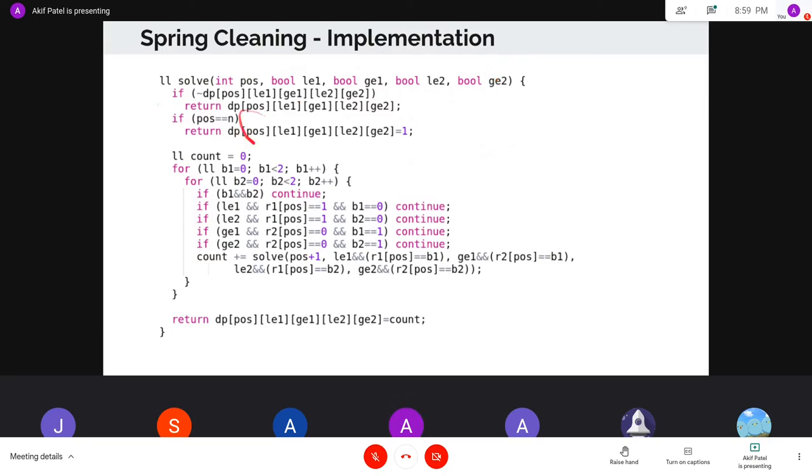And so here, if we reach the end, then we're good. We just take that number. And then if we haven't, we try... Sorry, what?